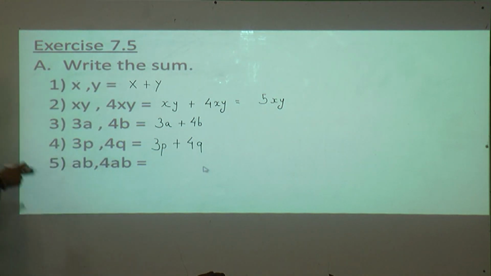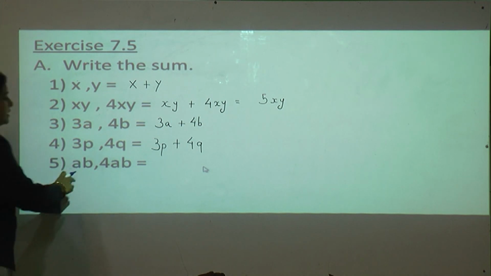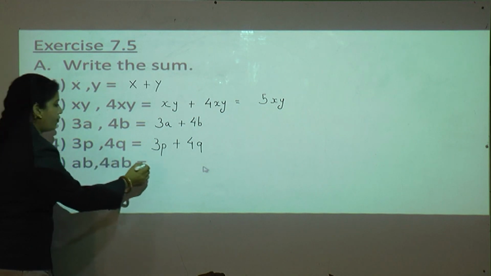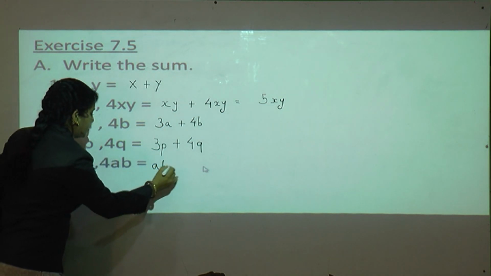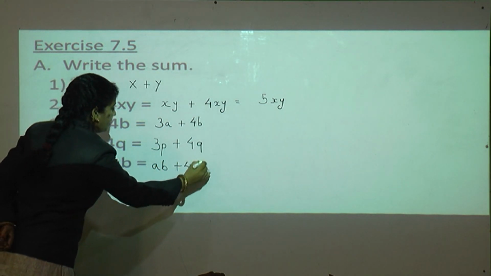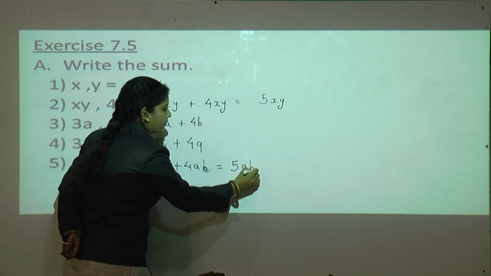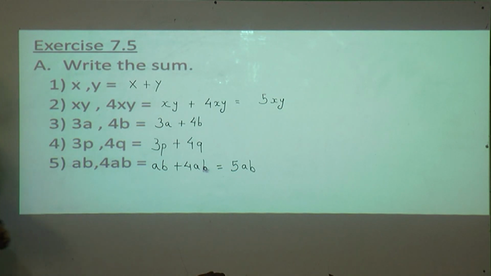Okay, now last one, AB and 4AB. These are, yes students, like terms. Very good. So we can add it. Here 4AB, that means 5AB. Understood, all of you, this one?